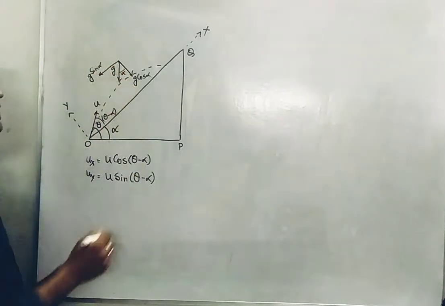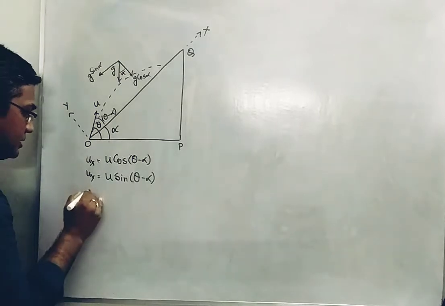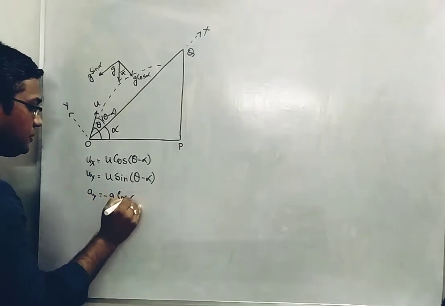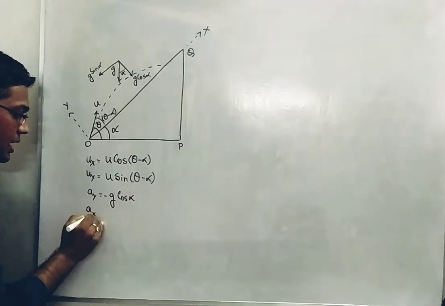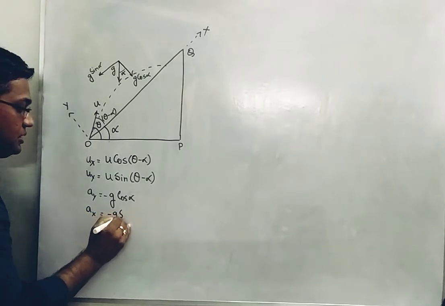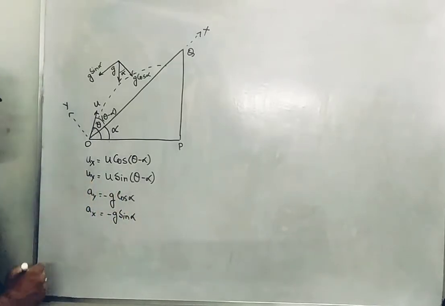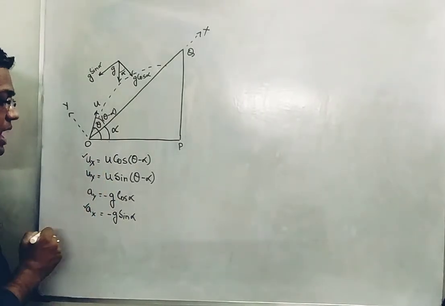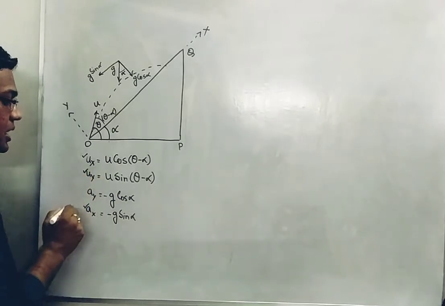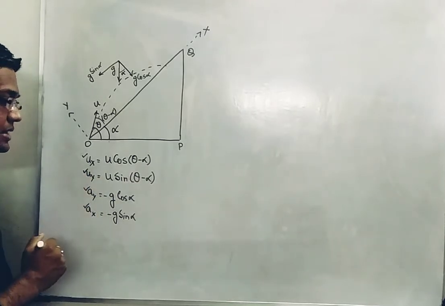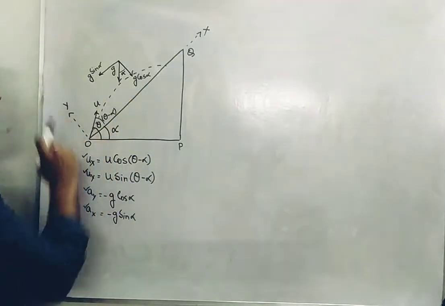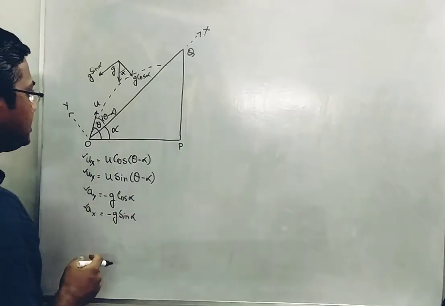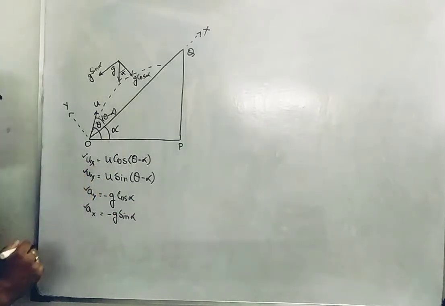So g cos alpha is in the direction of the negative y-axis. So ay is equal to minus g cos alpha and ax is equal to minus g sin alpha. Along the x-axis it has an initial velocity and an acceleration. Here also it has an initial velocity and an acceleration. So along both the x-axis and the y-axis, the particle is moving under constant acceleration, starting with the initial velocities.